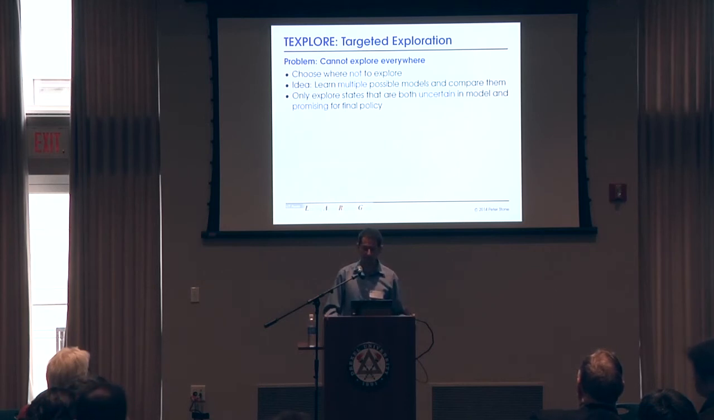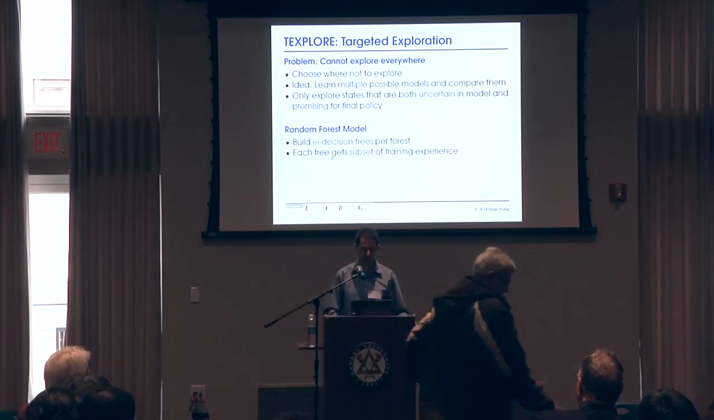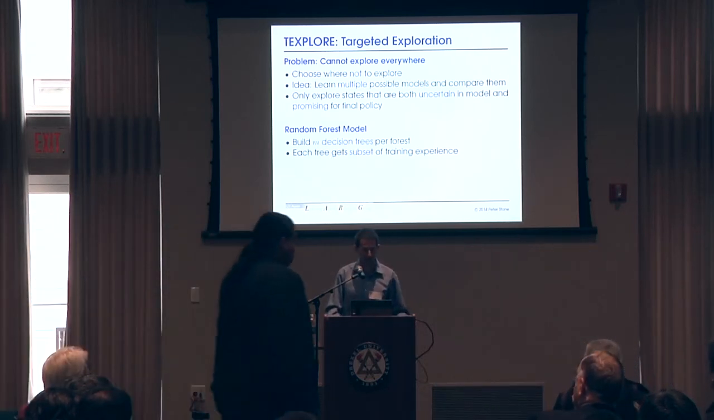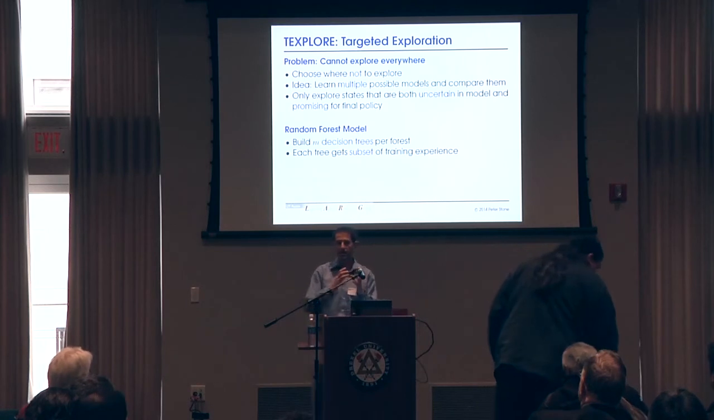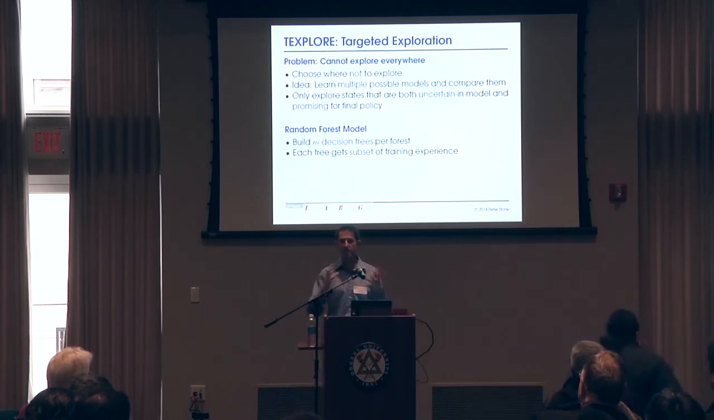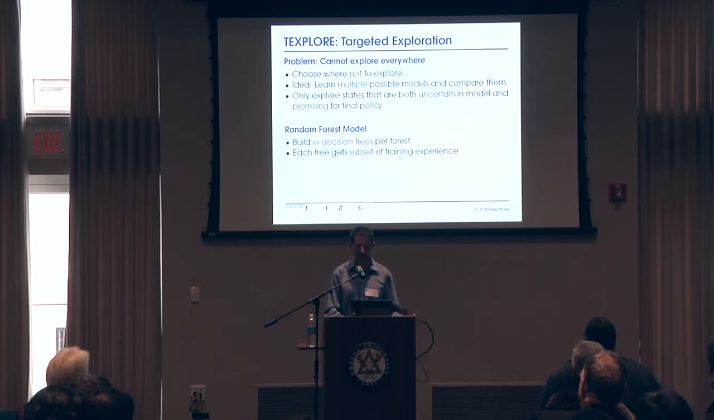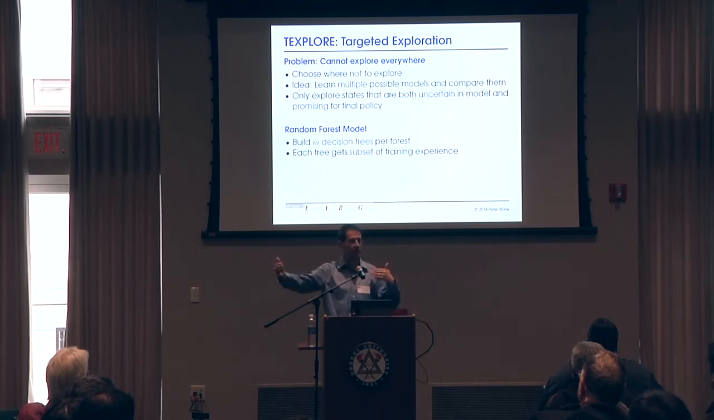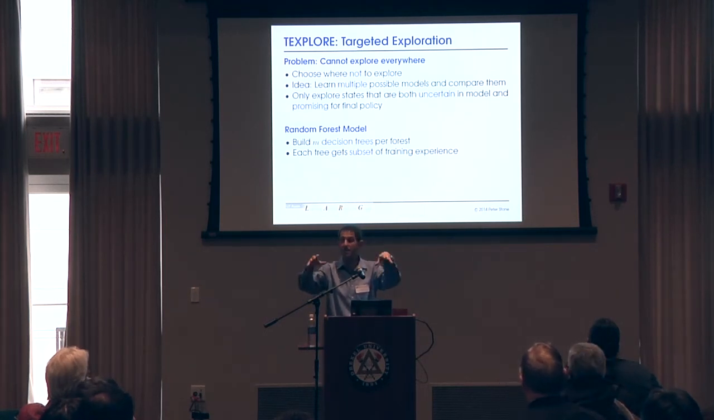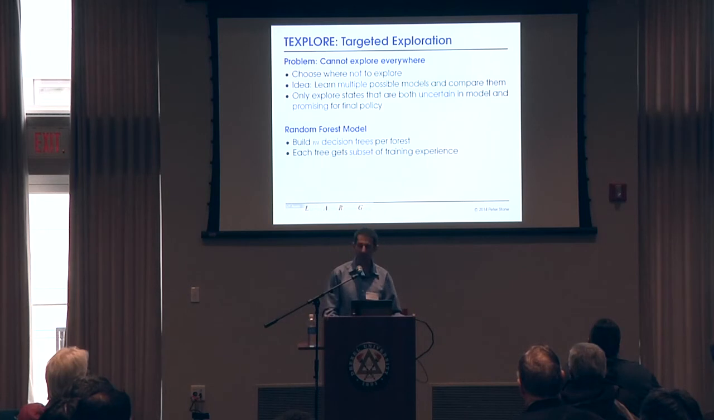By only exploring states that are both uncertain in the model and promising towards the final policy. We used a random forest model that basically takes all of the data that we have and divides it into subsets of training experience, and uses this to model the variance in what they would predict. So in other words, you have a large batch of data that's given to the robot. You give parts of it to the same machine learning algorithm, and then see in which states this different data leads to the same prediction, and in which states it leads to varying predictions. And the algorithm is driven to explore in the parts of the state space where they would predict different things.